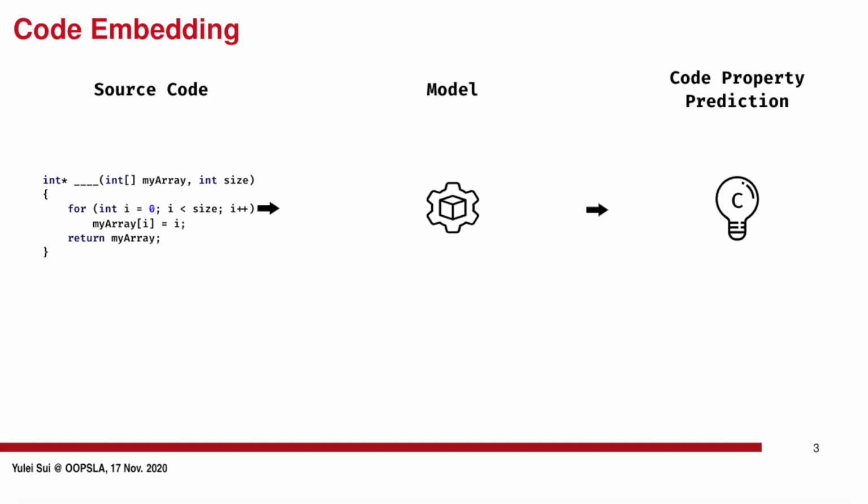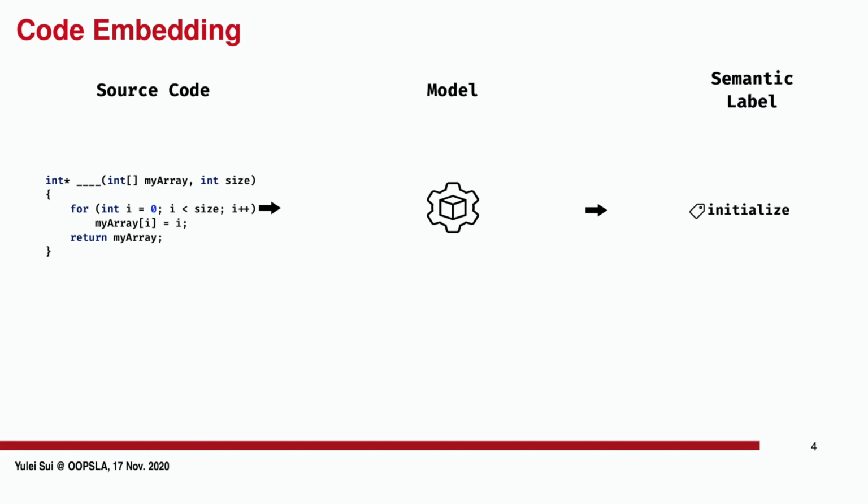Code embedding as an emerging paradigm for source code analysis has attracted much attention recently with the rise of machine learning and natural language processing. As a complement to traditional program analysis, code embedding can conduct a range of tasks that non-learning-based, rigorous static analysis normally finds hard to perform. For example, automatically generating a semantic label for a code fragment. As we can see here, this code fragment initializes an array of integers through a for loop. It is labeled with initialize to represent the semantic of this piece of code.